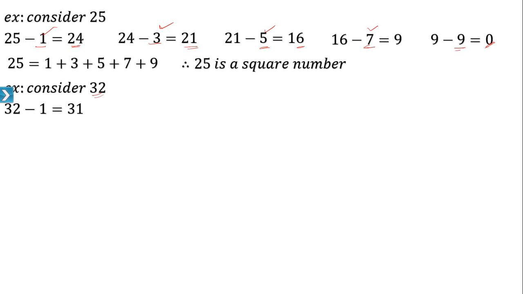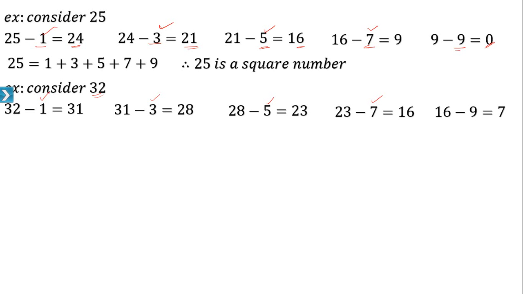Can we express 32 as the sum of consecutive odd numbers starting from 1? Let us check. Now subtract 1, the first odd number. 32 minus 1 is 31. From 31 subtract 3, that is 28. Subtract 5 from 28, that is 23. Subtract 7 from 23, that is 16. Now subtract 9 from 16, that is 7. Again subtract 11 from 7, that is minus 4.